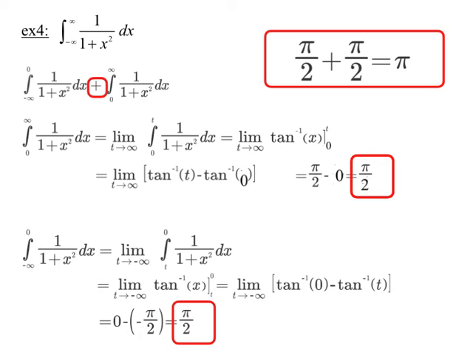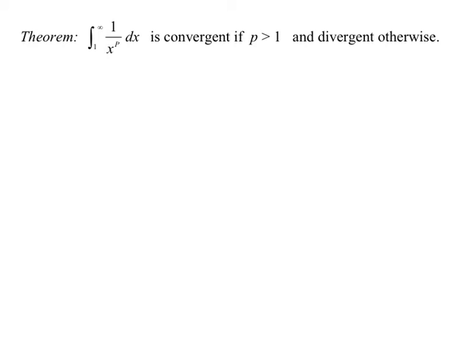Okay, let's look at a quick little theorem, and then I think we're going to have to switch to a new recording. So real quick, just this theorem. The integral from 1 to infinity of 1 over x to the p dx is going to be convergent if p is greater than 1 and divergent otherwise. The only thing that this is good for is that if I give you the integral, if you look at number 1, we had the integral from 1 to infinity of 1 over x squared dx, and it was convergent. And then the integral from 1 to infinity of 1 over x dx was divergent.